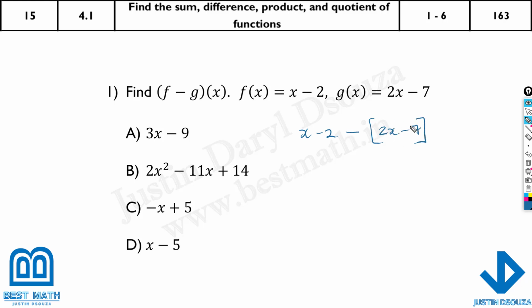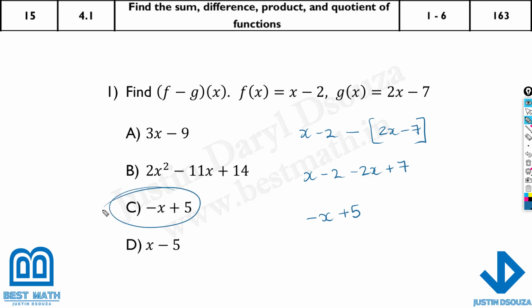Here this minus is multiplied throughout. It becomes x minus 2 minus 2x and plus 7. So when you simplify this, what happens? Here it becomes minus 2x and plus x. It's basically minus 2x plus x will be minus x. And then 7 minus 2 is plus 5. It can be written as 5 minus x or minus x plus 5.